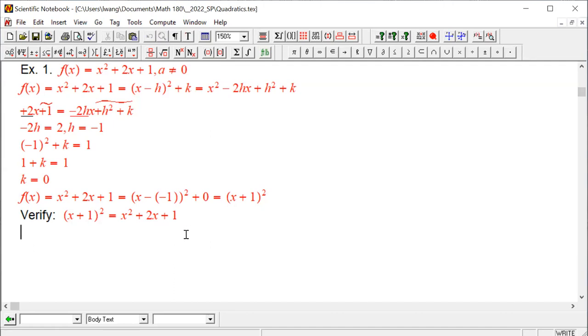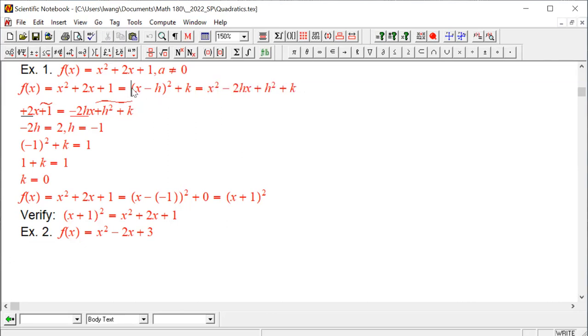Okay, so I'm going to give you another example. Example number 2. Okay, this time I'm going to have f of x equals x squared minus 2x plus 3, and we want to make a perfect square. We want to make it a perfect square. And how do we do that? We're going to do it the same way.